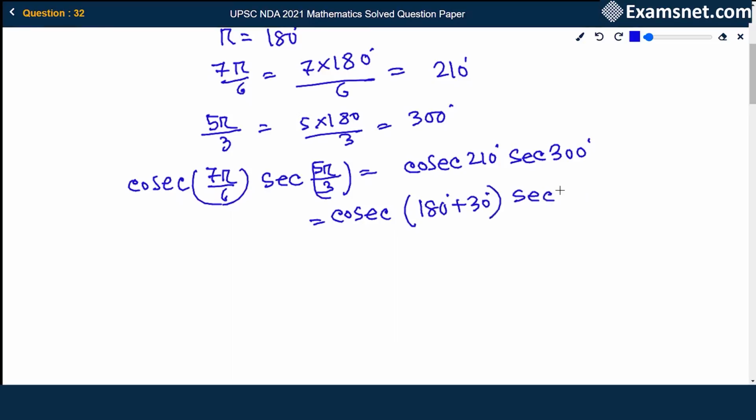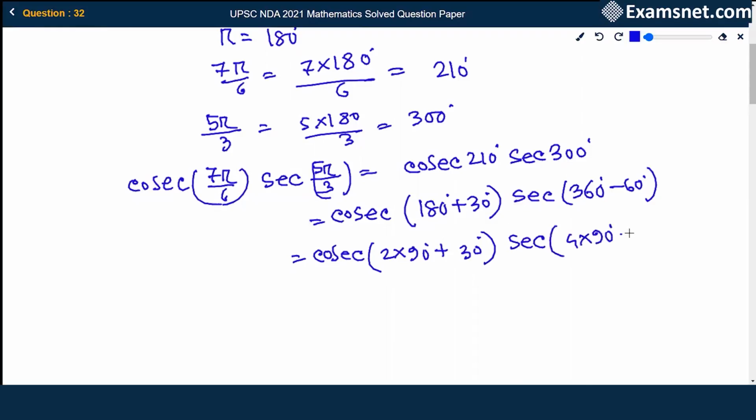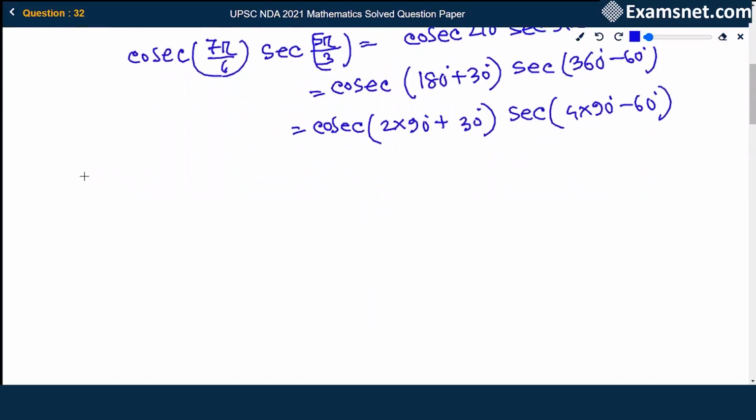Also, sec 300 degree can be written as 360 degree minus 60 degree. Let's break it down in detail. Like 180 degree means 2 times 90 degree plus 30 degree, and also sec 4 multiplied by 90 degree minus 60 degree. Now let me explain something here. Cosec n multiplied by 90 degree plus theta.